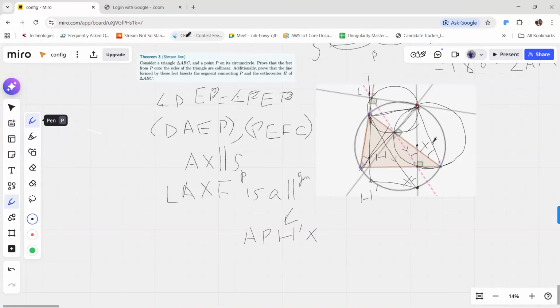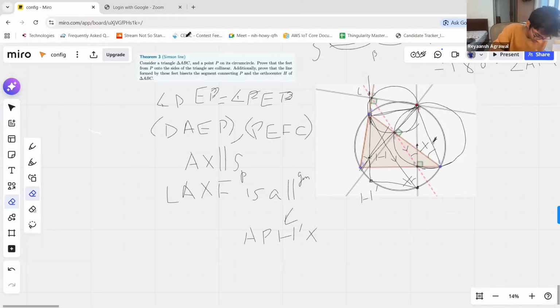We can do it like we know that LAXF is a parallelogram, and so is APHX', and therefore LH is parallel to PX', and the opposite sides are equal. LH is parallel to PF, sure. And the opposite side lengths are equal by parallel. Yes. Okay, just give me a second.